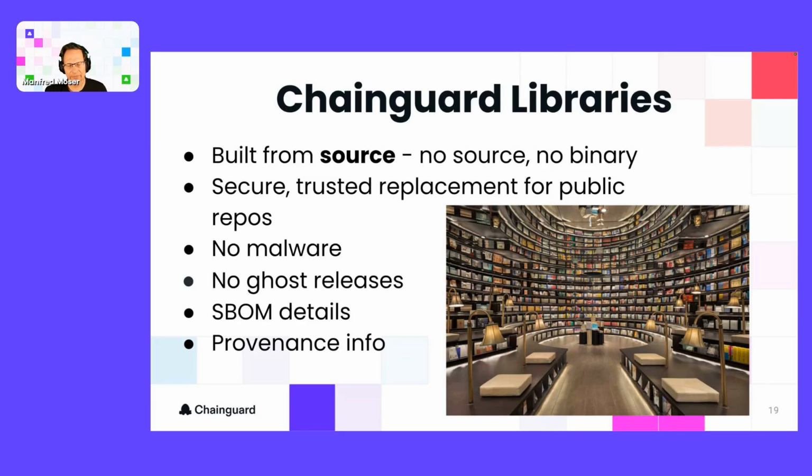That is information that says who built it, from what Git repository, what SHA or tag, what infrastructure was used to build it. So what Kubernetes cluster, we built it in Chainguard Factory, and at what time, what was involved, and so on. And all that information, the provenance information, is also supplied with our Chainguard libraries.